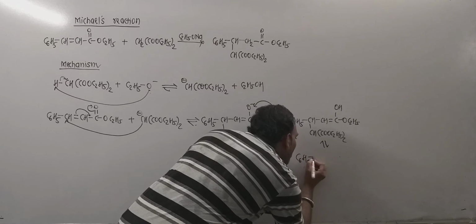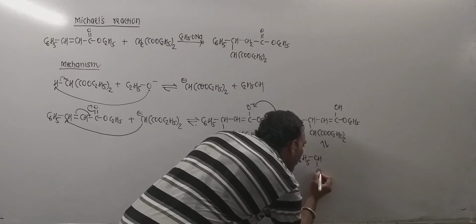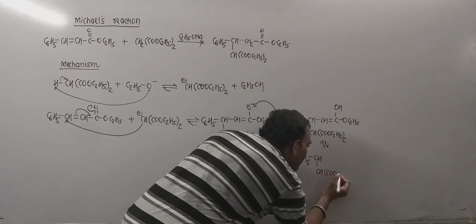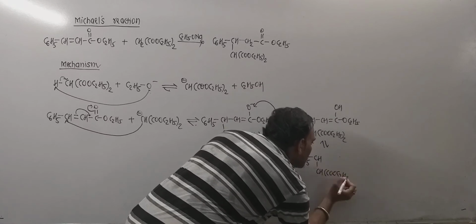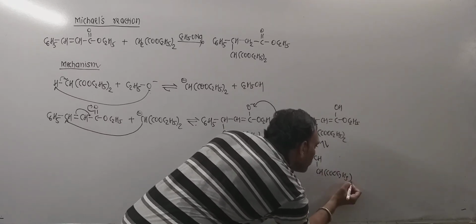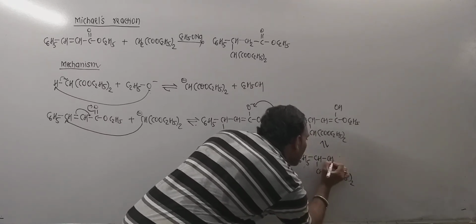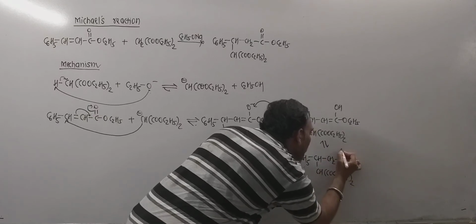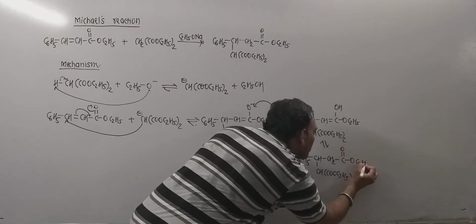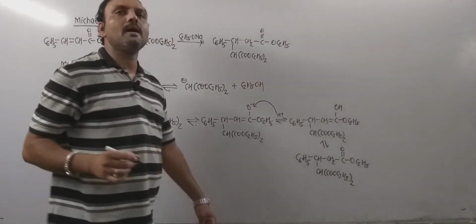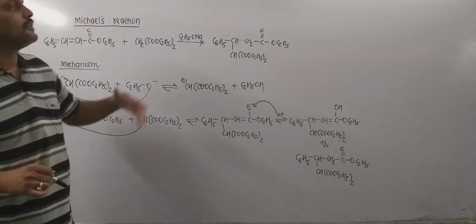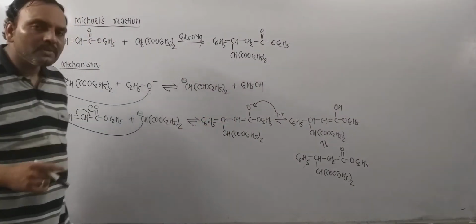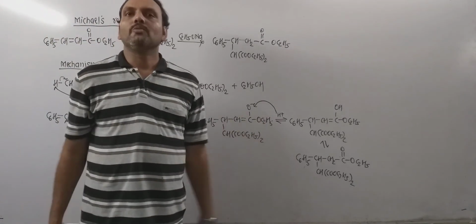Thus the keto form of the above can be given as, this is the keto tautomer of the above, which happens to be the product of the Michael's addition, I mean the example whatever we have taken. That's all about Michael's addition.